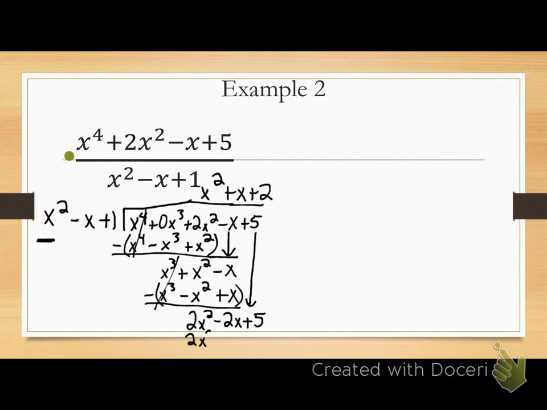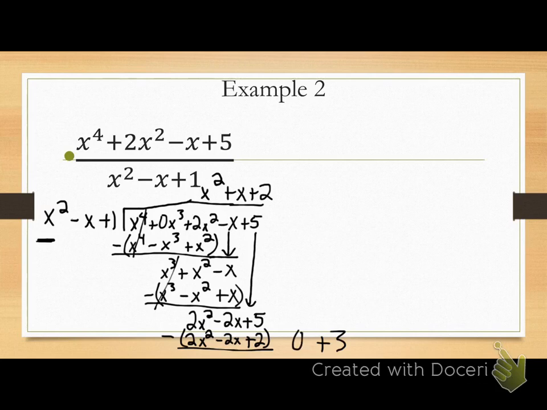2 times 2x squared is 2x squared. 2 times negative x is negative 2x. 2 times 1 is 2. Subtract. 5 minus 2 is 3. Negative 2x minus negative 2x is 0x.